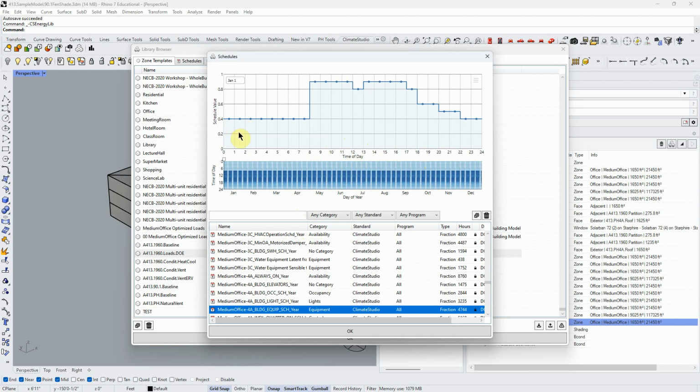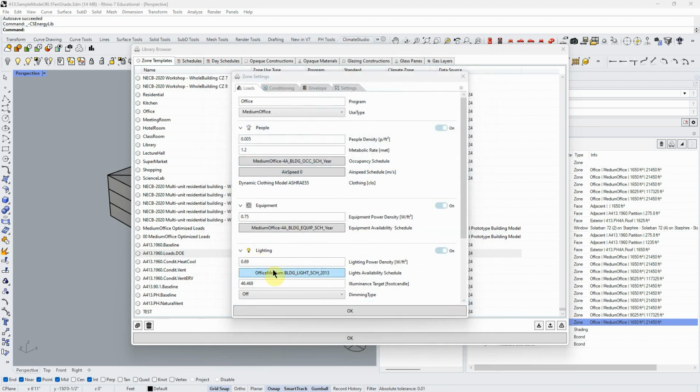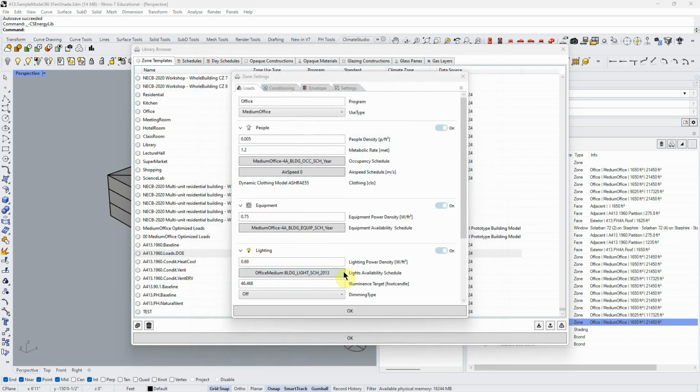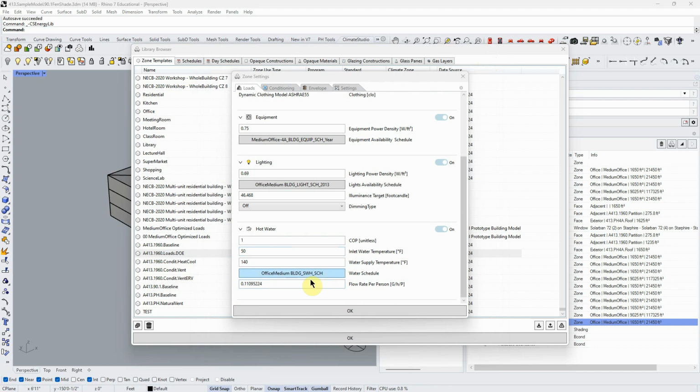It's well, that's just different. There's a certain level of equipment on all the time, and then it ramps up when people get there. And the lighting is more complex also. These are set by standards that are based on research. And I also scheduled the hot water.